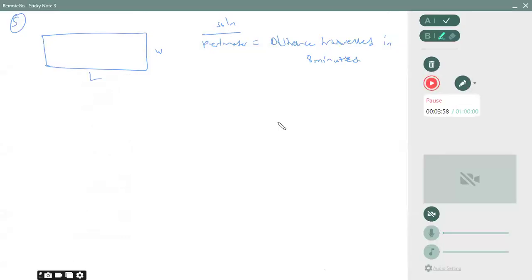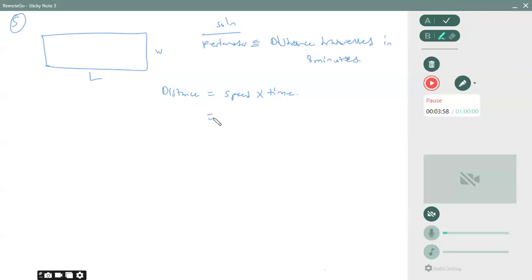So let's continue summarizing. We shall get there. We also need the distance, which is equal to the distance traveled in 8 minutes. So this is equivalent to the perimeter, meaning now we need to know what distance is. Distance is always equal to speed times time.